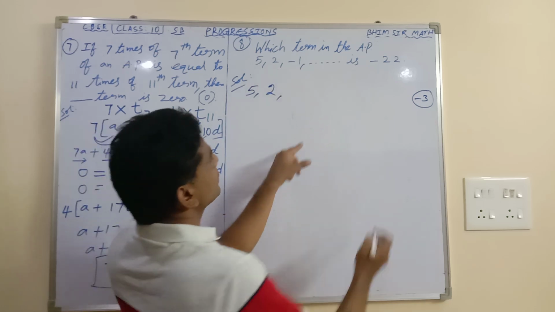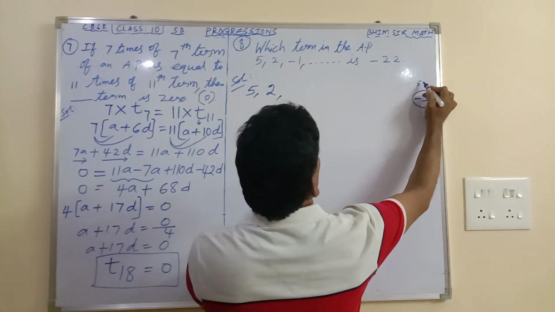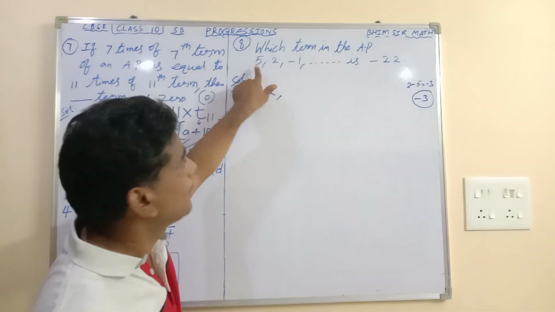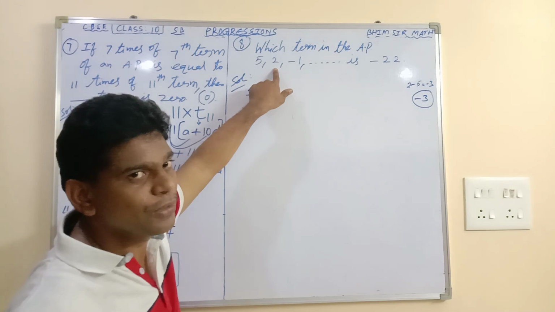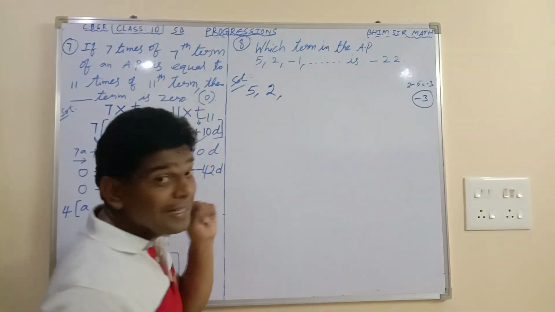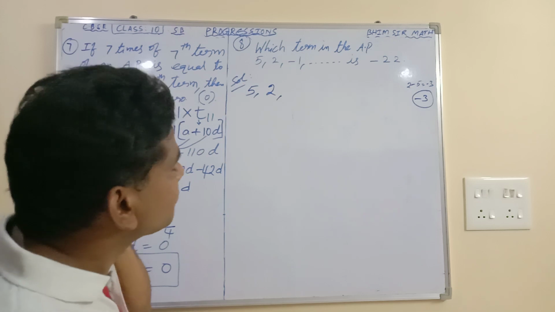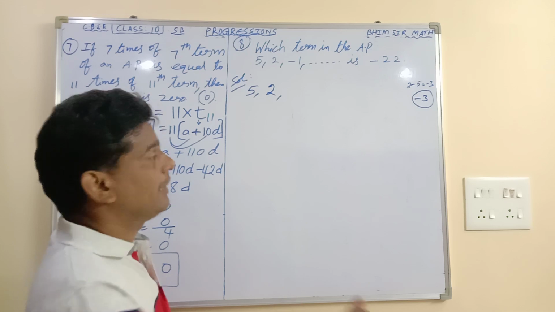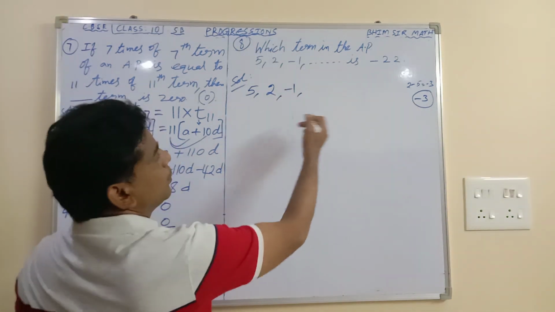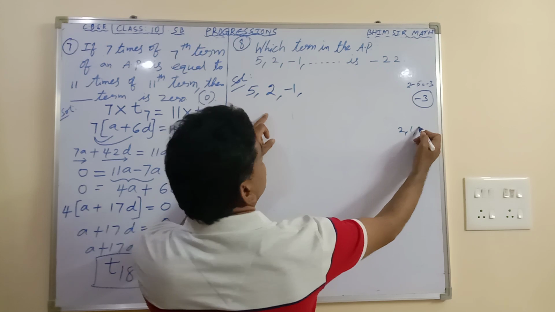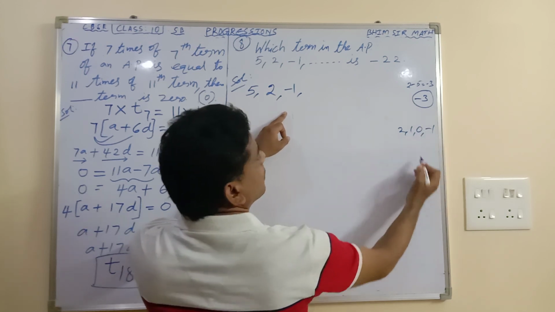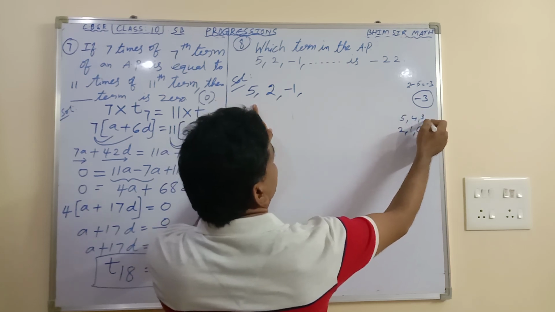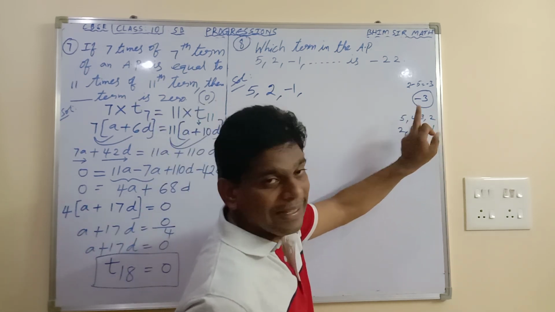So 2 minus 5 is minus 3. Minus 1 minus 2 is minus 3. Yes, it is decreased by 3. So write the next terms by decreasing 3 each time. After 2, we get 2, 1, 0, minus 1. 1, 2, 3 decreased. Similarly here 5, 4, 3, 2 written. 1, 2, 3 decreased, 2 written.